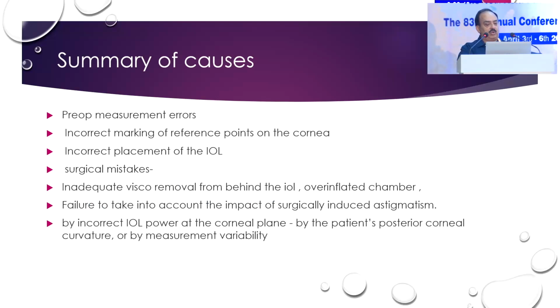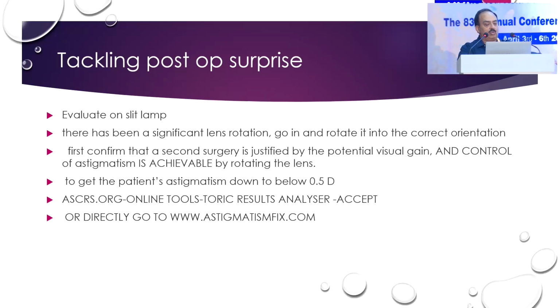So summary of causes is pre-op measurement errors, incorrect marking of reference marks on the cornea, incorrect placement of the IOL, surgical mistakes, inadequate visco removal, an overinflated chamber, failure to take into account the impact of SIA, and incorrect IOL power on the corneal plane. So how to tackle this?